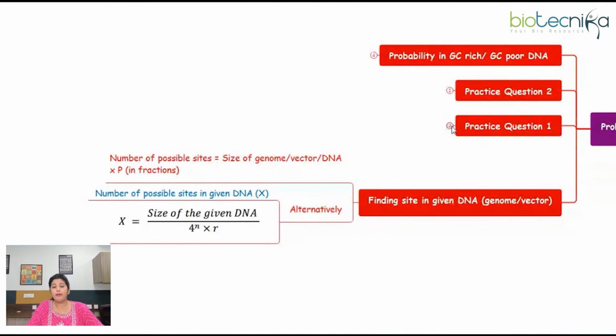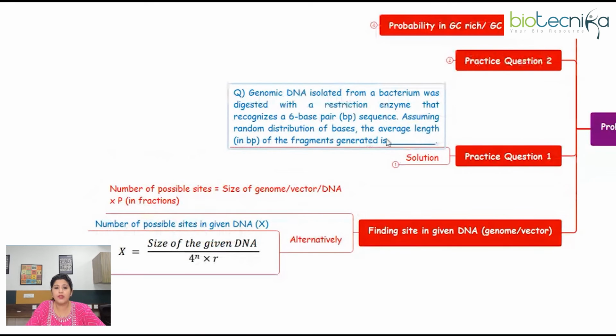So let's see what type of questions are asked in the exam. So this is one of the questions I've taken from a previous year question paper. Genomic DNA isolated from a bacterium was digested with a restriction enzyme that recognizes a 6 base pair sequence. Assuming random distribution of bases, the average length of fragments generated is. So here in this particular question, they have not mentioned the genome size of the bacterium, right? It is only mentioned that the restriction enzyme recognizes a 6 base pair sequence, and even the sequence they have not mentioned.